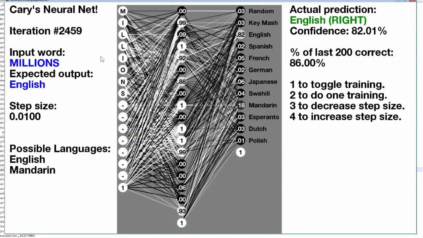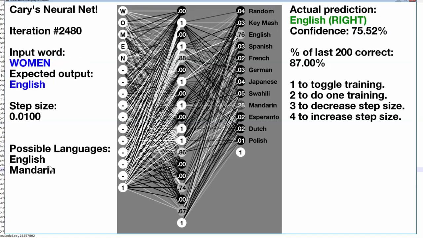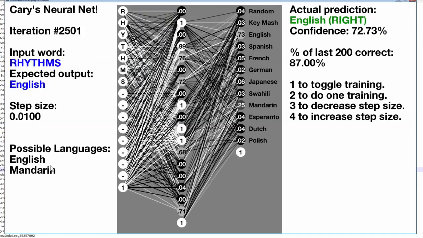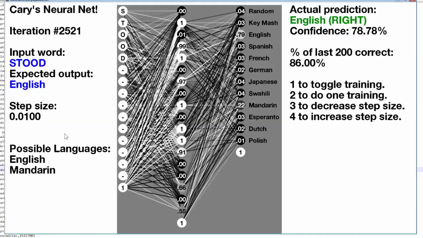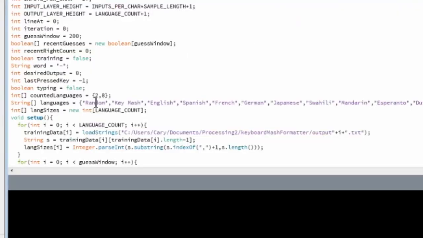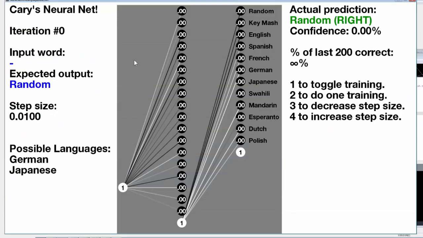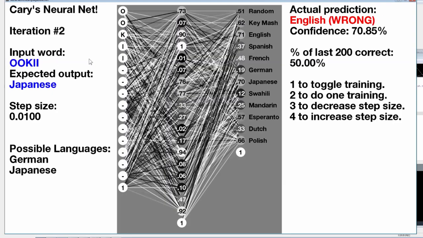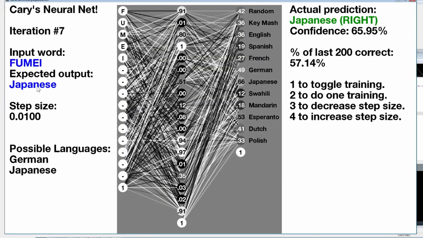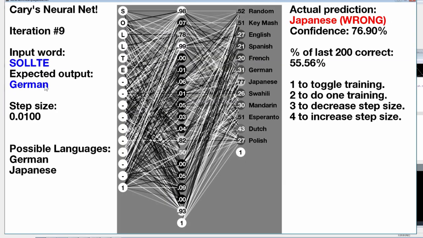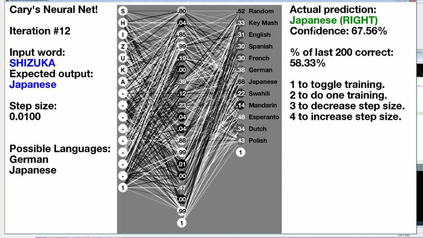So, you know what, I'm a bit tired of seeing English and Mandarin. Let's try two new languages, like, what about Japanese versus German? Okay, so Japanese is 0, 1, 2, 3, 4, 5, 6, and German is 5. So we change this array instead of 2, 8, 5, 6. And now, the network itself has not changed at all, except that the stuff I feed in is only Japanese or German. So the network's gotta learn.